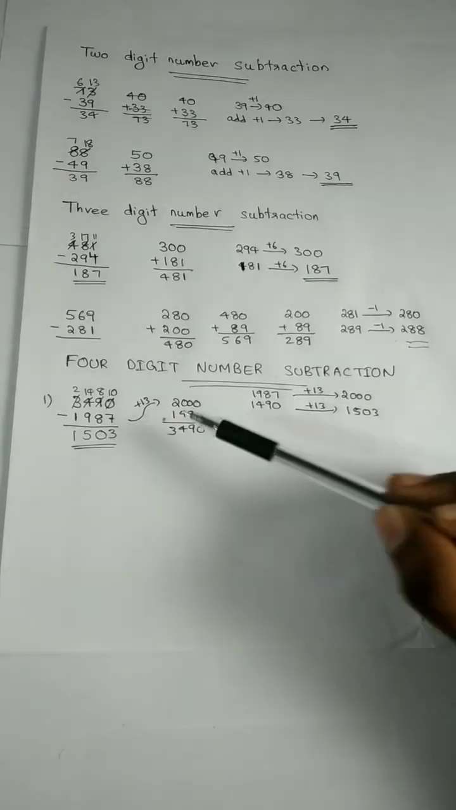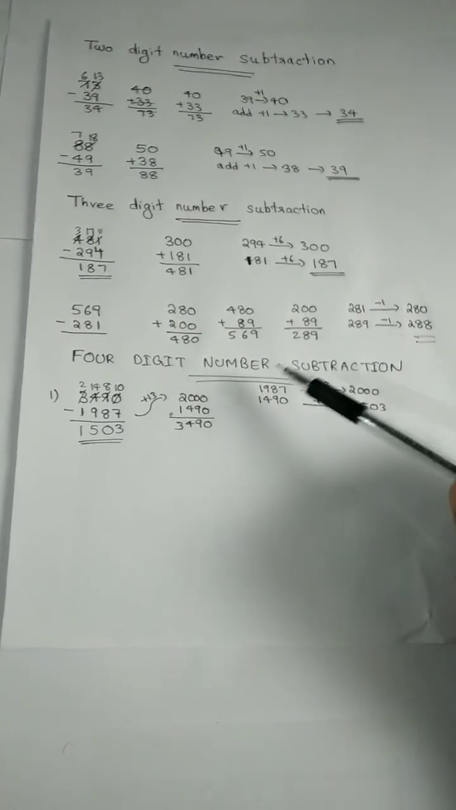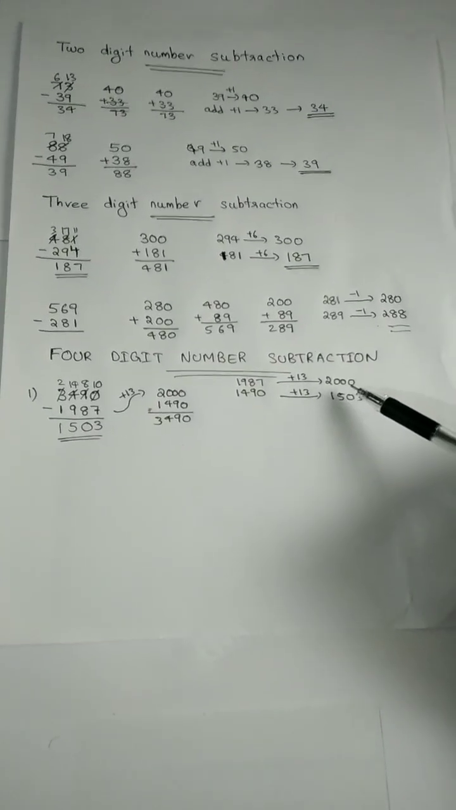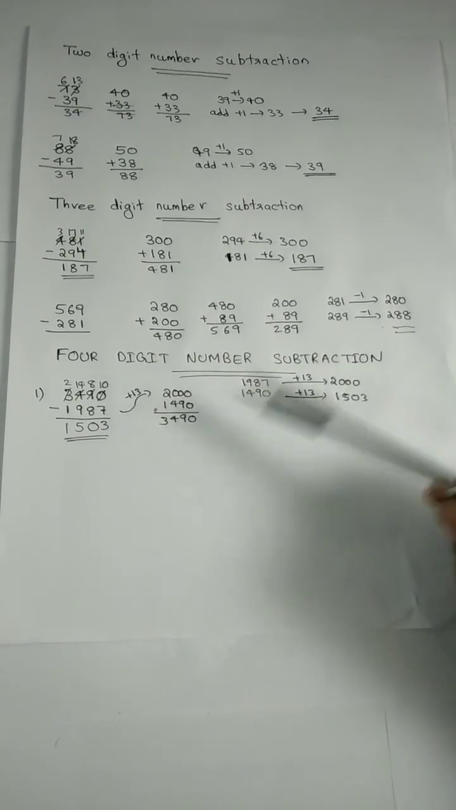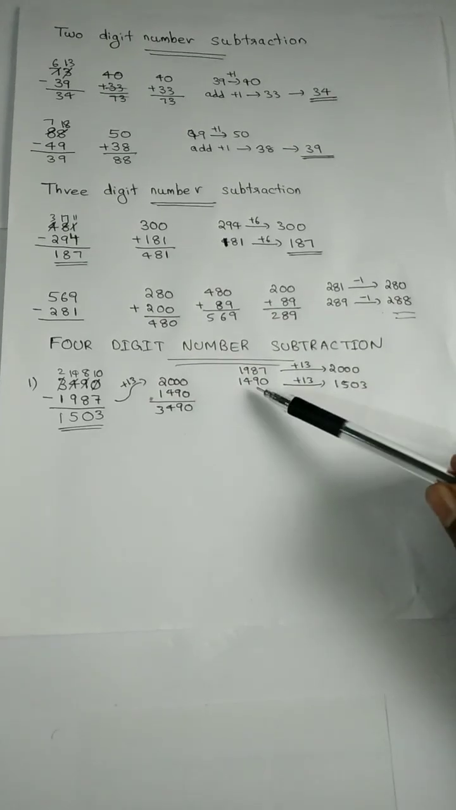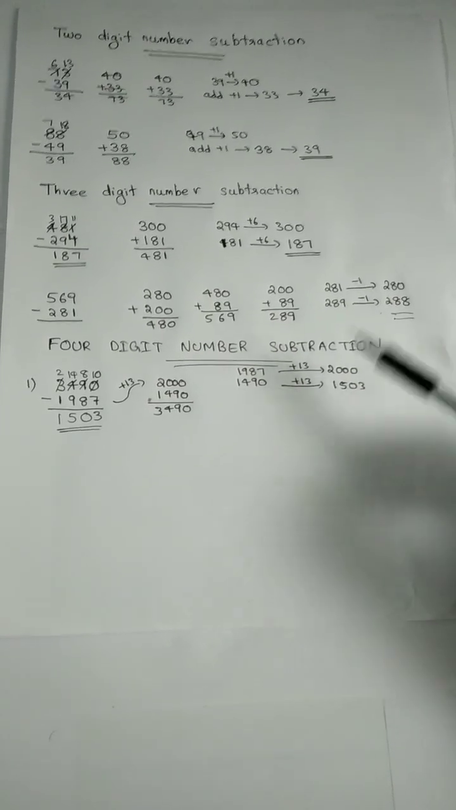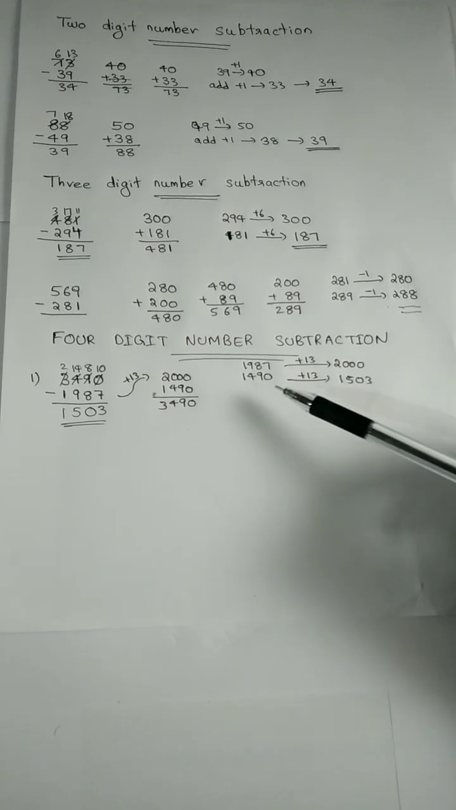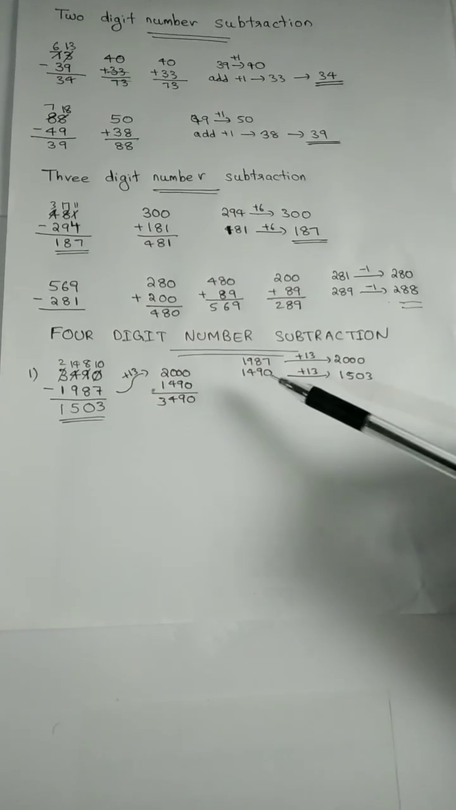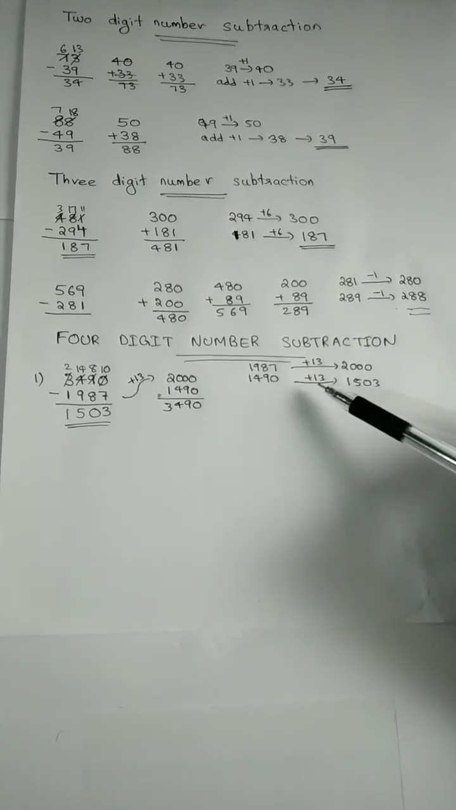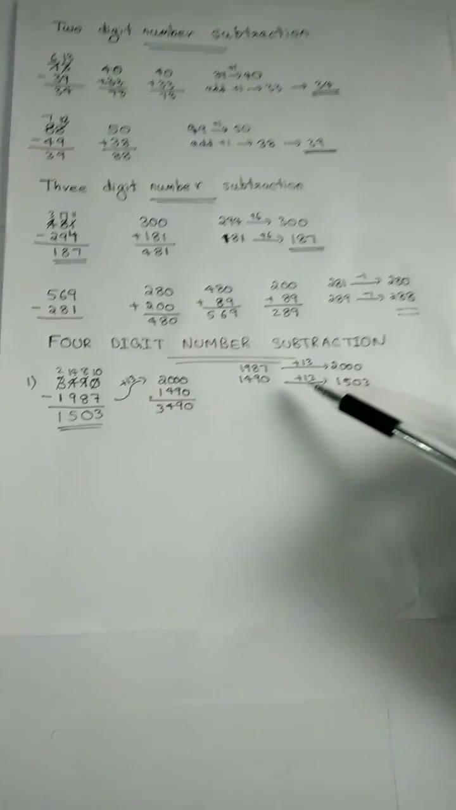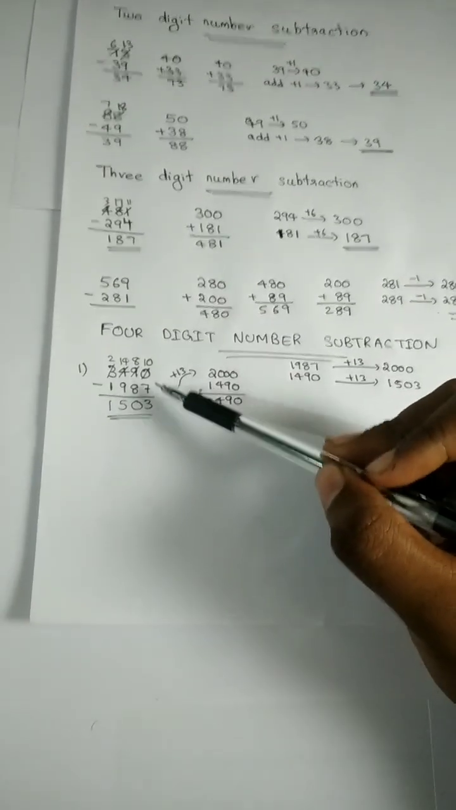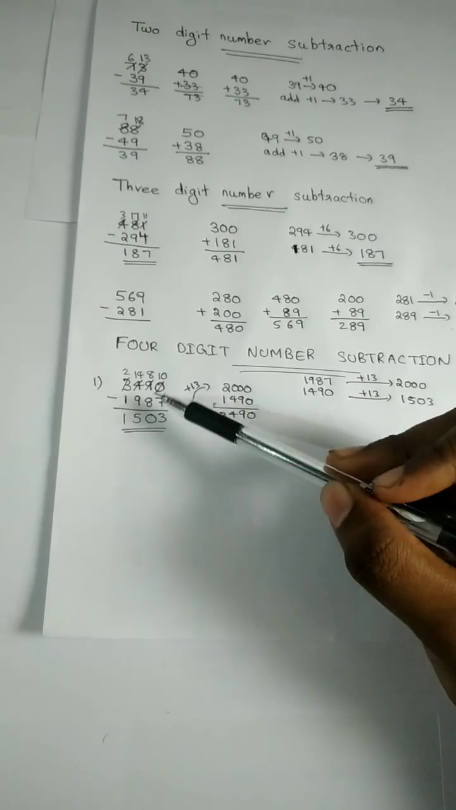But here you changed the number to 2000. So 1987 was added to 13 to get 2000. The solution that you get, 1490, should also be added to 13 so that you can get the answer. So when you add 1490 and 13, when you add 10, you would get 1500. And when you add 3 to it, 1503 would be the answer. You can check it in the basic method.